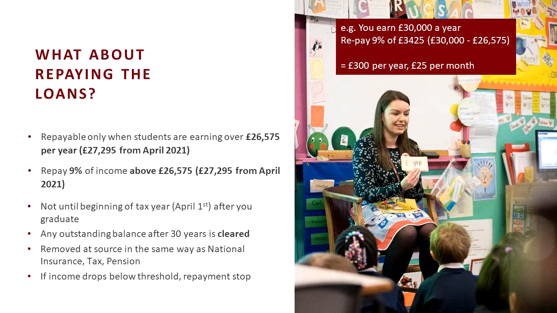And crucially, if your income drops below that threshold, repayments stop. So it's not like a mortgage or a car loan where you'll keep repaying. It is dependent upon that threshold. And if you're earning below it, if you take a career break for whatever reason, if you're made redundant, then repayments simply stop. As we said, the really good thing as well, after 30 years, any outstanding balance is wiped.